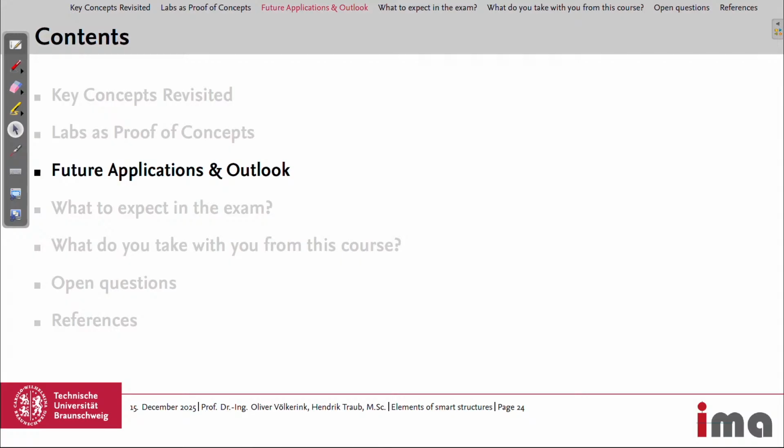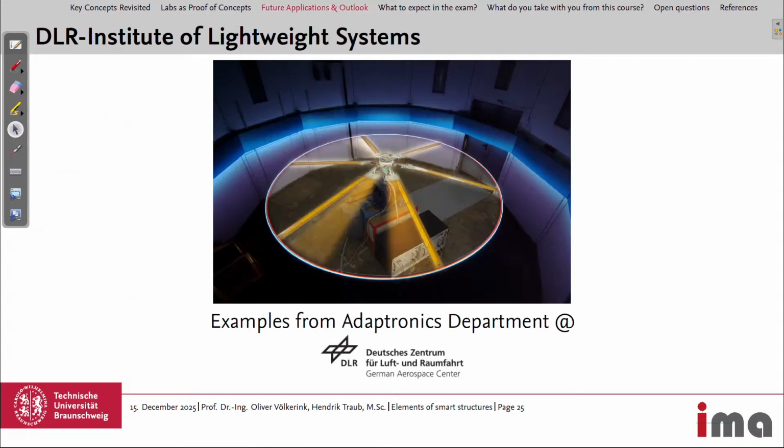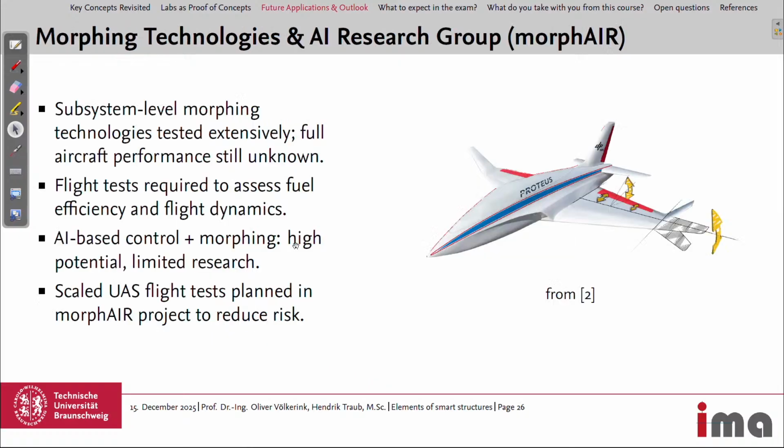So now we're coming to future applications and the outlook. And what I did is I took, not from the university, but from the DLR Institute, German Aerospace Center, Institute of Lightweight Systems, where I did my PhD and still have a part-time contract. And there's an adaptronics department, and I brought some recent projects they did. You can see here the helicopter rotor blade in the rotor test bench in Braunschweig, but we will not go into detail of this because I had it already on the introduction slides.